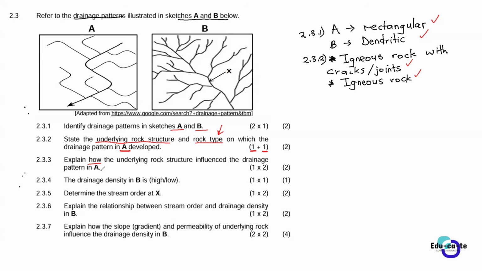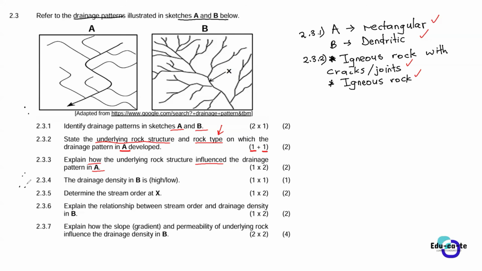Explain how. Now we want to know, how does this igneous rock with cracks and joints actually cause us to have a rectangular drainage pattern? How does it influence the drainage pattern in A? What can you say? Yes, Mukobe. I can say that the joints cause the streams to form right angle bends, creating a rectangular pattern.